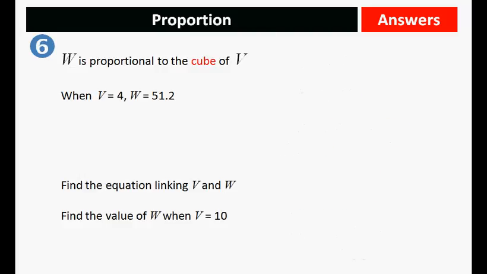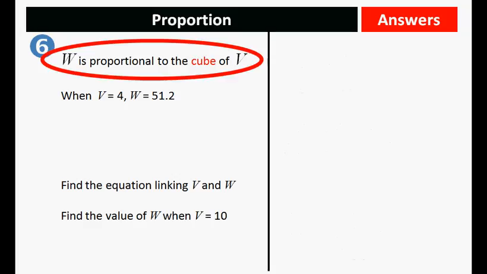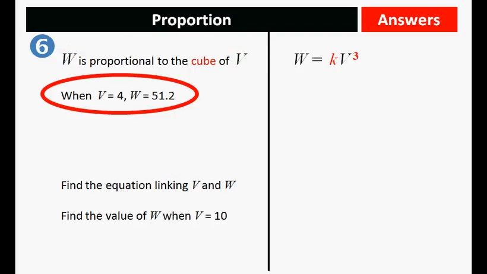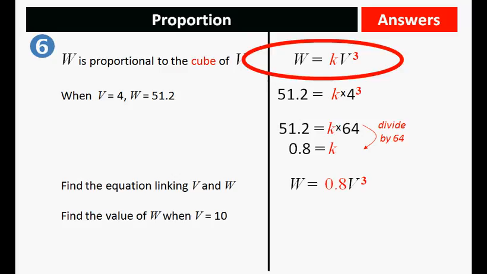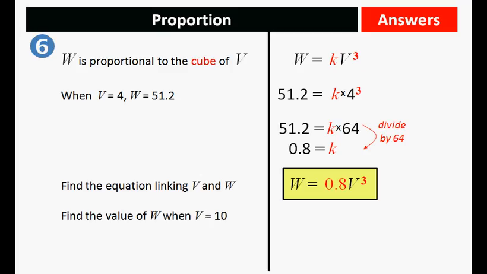Question 6. W is proportional to the cube of V. Very similar again. So W is something times V cubed. We've got some values that we know. We can put those in. And having put those values in, we can work out what K is. In this case, K is 0.8. So the relationship between W and V is that W equals 0.8 times V cubed.